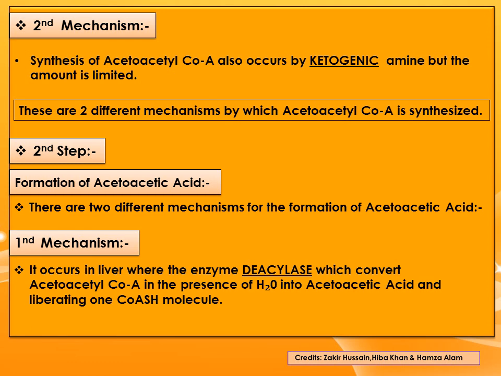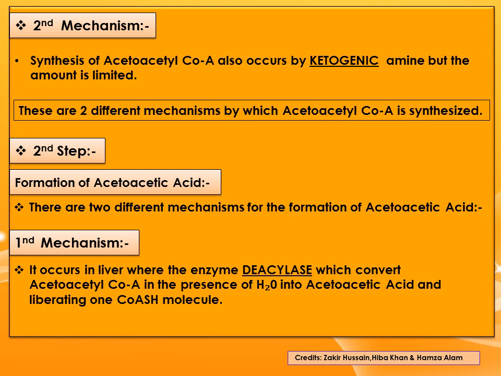Some of the ketogenic amino acids also give rise to a small amount of acetoacetyl CoA. So there are two different mechanisms by which acetoacetyl CoA is synthesized.